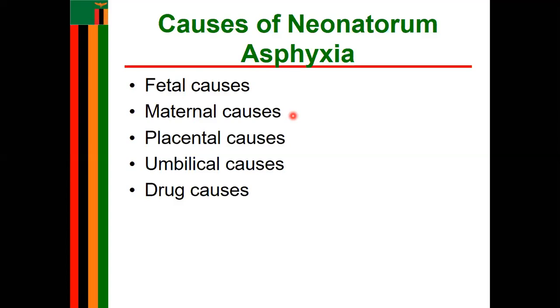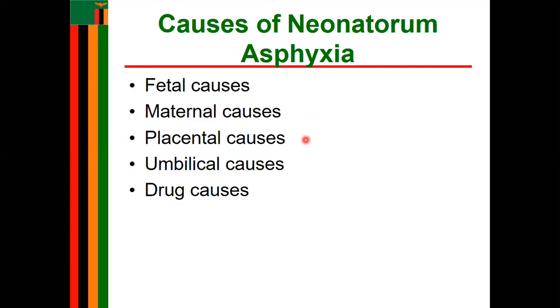Apart from that, eclampsia, preeclampsia, and also diabetes may predispose the child to neonatal asphyxia. So hypertension in pregnancy may cause neonatal asphyxia. Then also prolonged labor. Prolonged labor is another maternal cause, as well as obstructed labor. And also if the mother goes into shock, this is another maternal cause of neonatal asphyxia, as it may impair oxygen supply to the newborn.